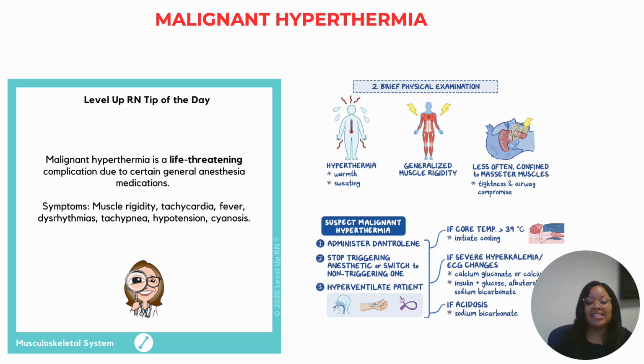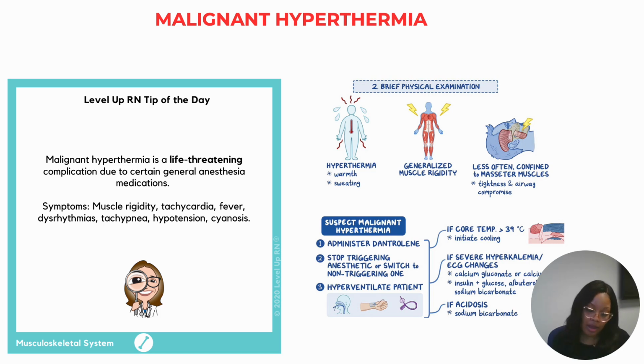If the patient is acidotic, we want to treat that as well. And if their core temperature is greater than 39 Celsius, you want to initiate cooling. So you just want to make sure that dantrolene is for malignant hyperthermia. But one of the biggest things is we want to make sure that we prevent this.